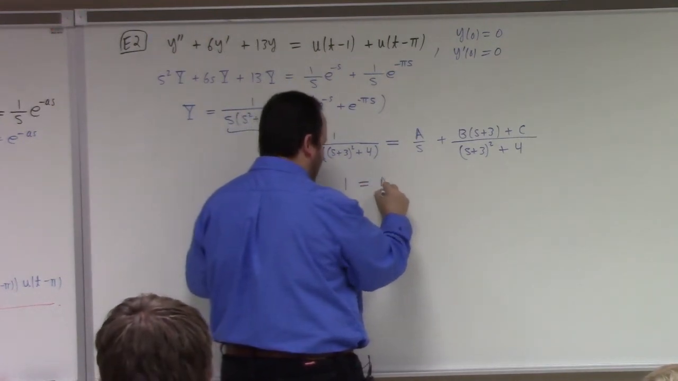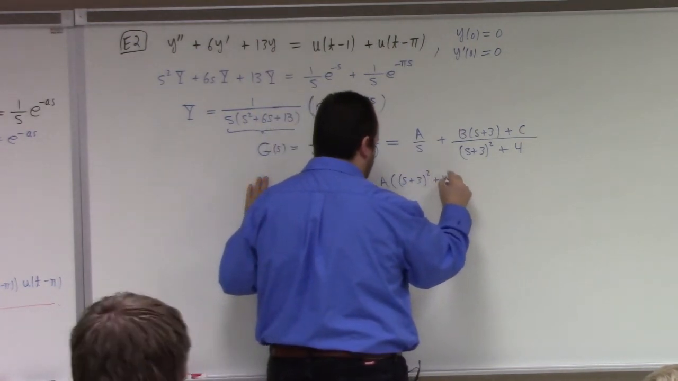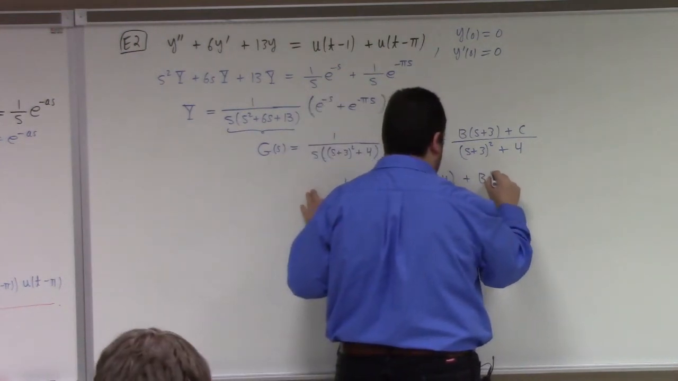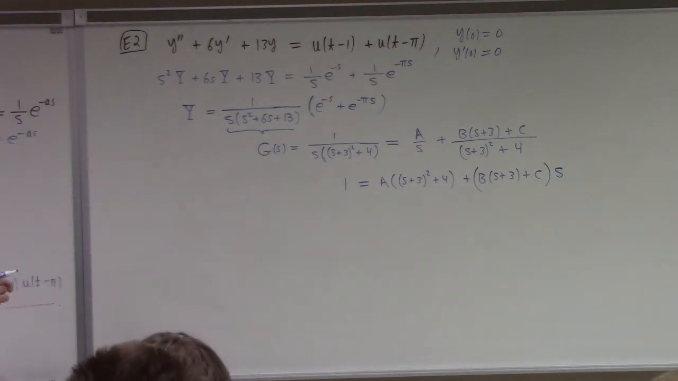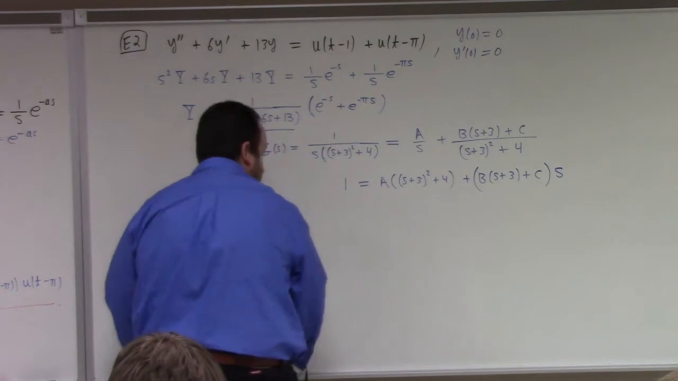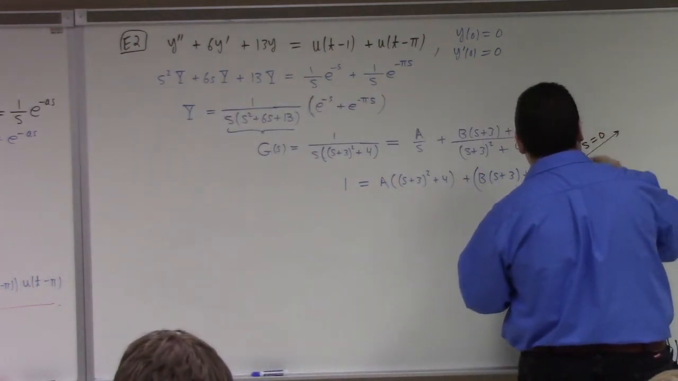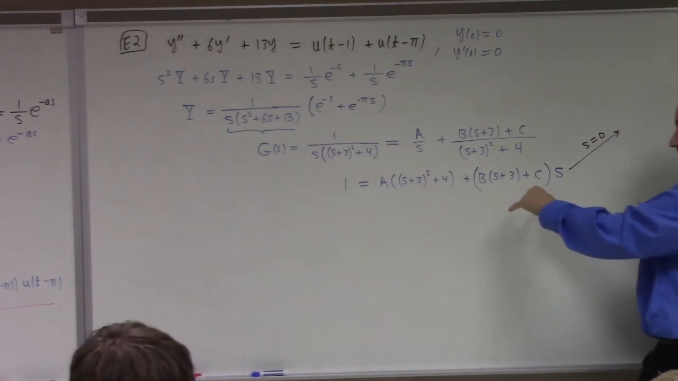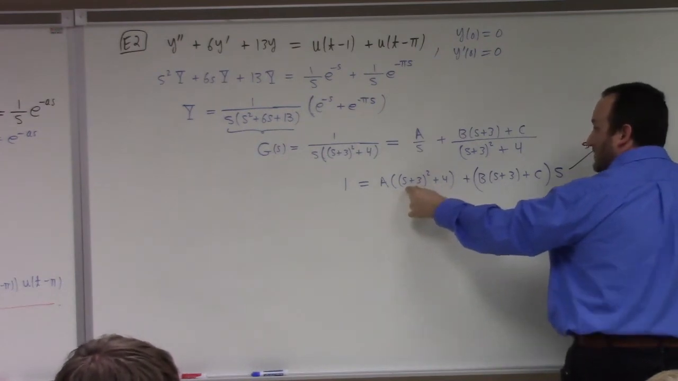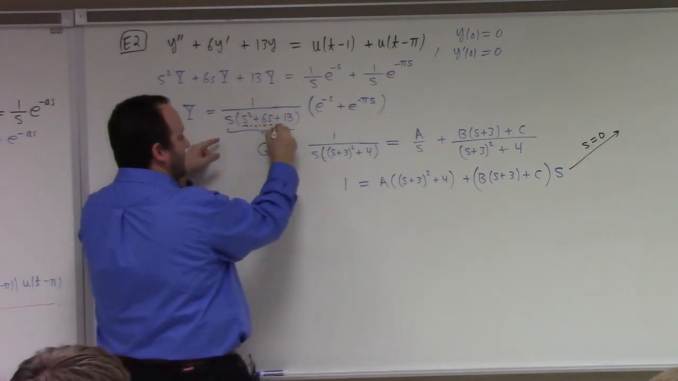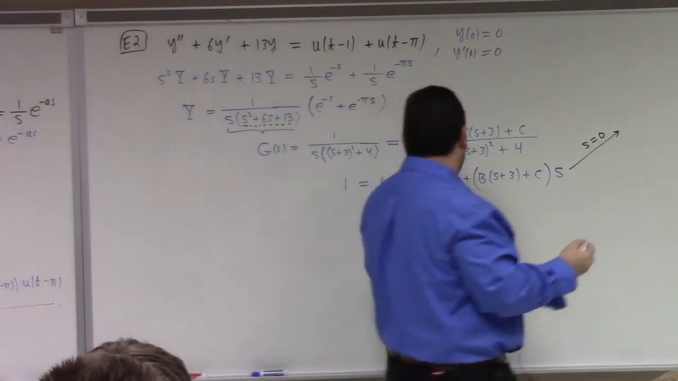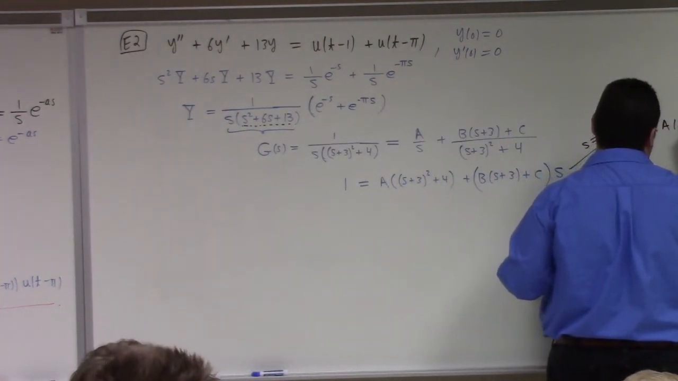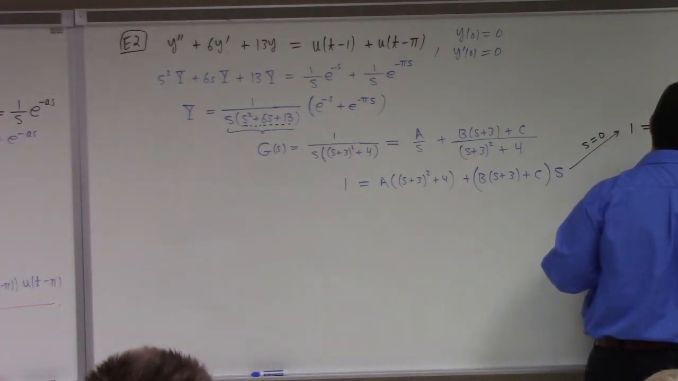1 is equal to A times s plus 3 squared plus 4, plus B times s plus 3 plus C times s, right? So multiply by the denominator. We're trying to find A, B, and C, so what should we do? How about if we put s equals 0? It's really nice because it kills B and C off, and it just leaves me the A term. What happens when I plug in s equals 0? What do I get? It's easier to see before I completed the square, right? If you go back to this one, you can see immediately what happens when we put s equal to 0 into that quadratic. We get 13, which of course is also 9 plus 4, but anyway, 13. So we get 1 is equal to A times 13. So therefore, A is 1 13th. All right, well, there's one down, two to go.